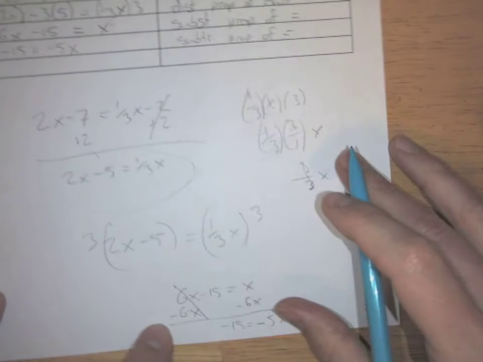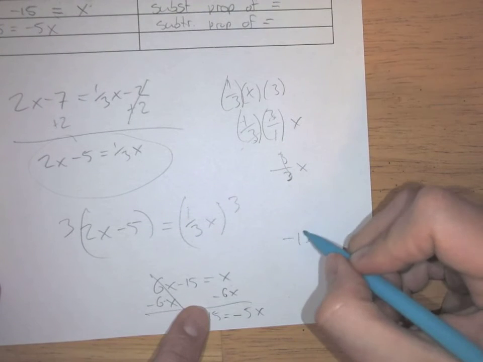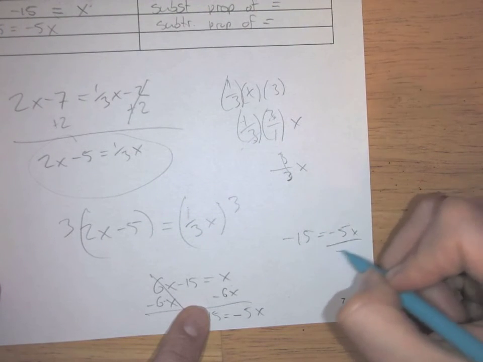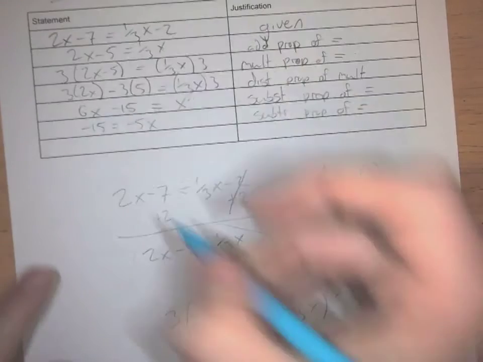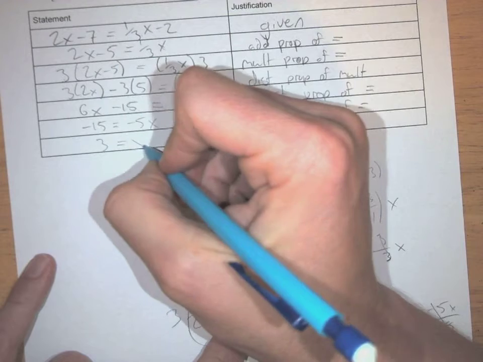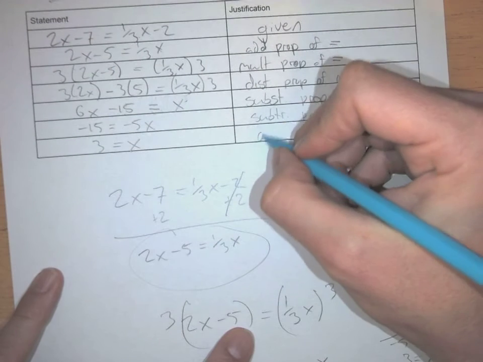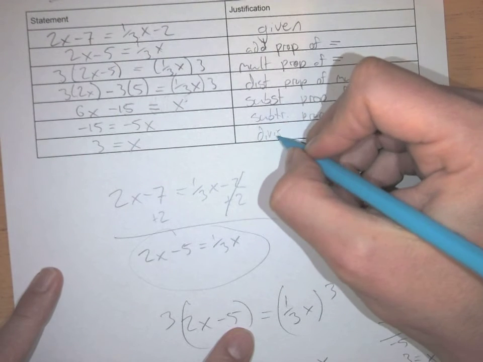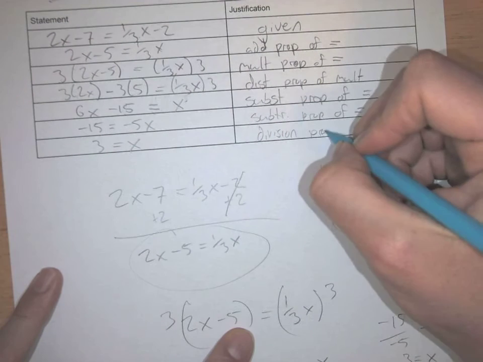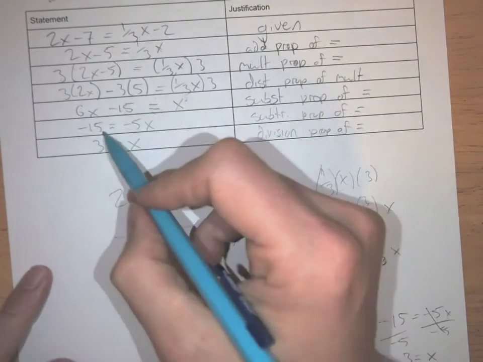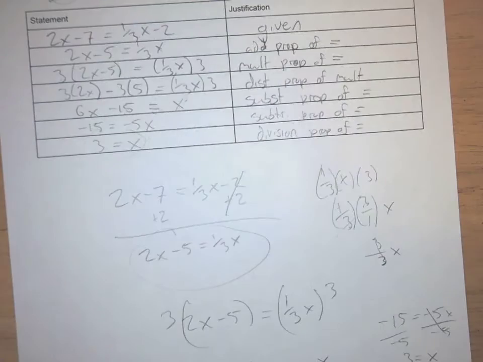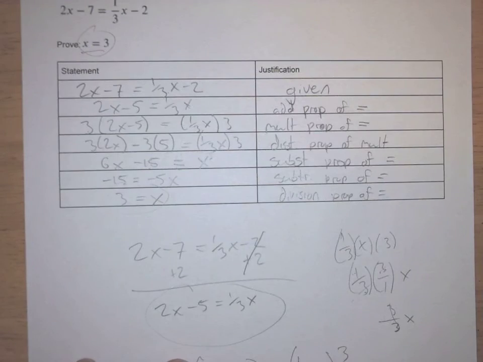Okay. Next step, I got negative 15 equals negative 5x. So I'm going to divide both sides by negative 5, and I'm going to get 3 equals x. So we're going to have 3 equals x, and that's the division property of equality. Okay. Now, is this what I wanted to prove? Pretty much. But there's one more step, right?